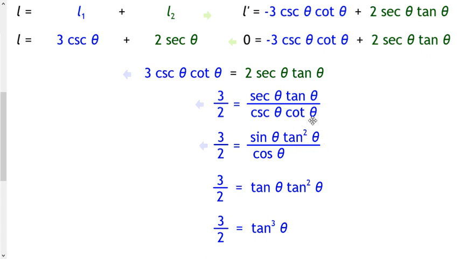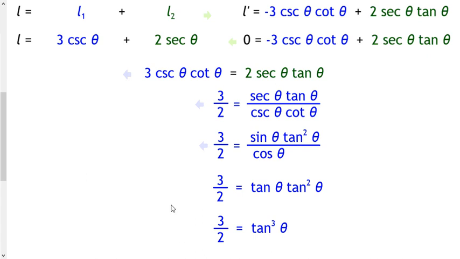You may need to pause the video at this point just to convince yourself that this right side is correct. So if you're not convinced, you should pause now and do the algebraic manipulations to convince yourself that this is correct on the right-hand side. Well, next, this sine theta over cos theta is a tangent theta, which gives me tan cubed theta equals 3/2.